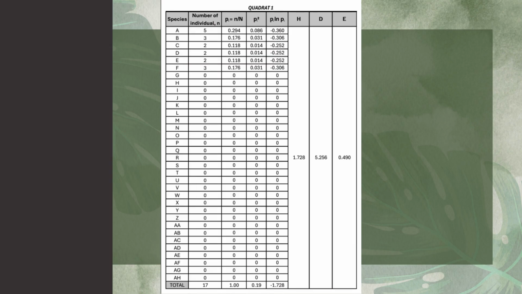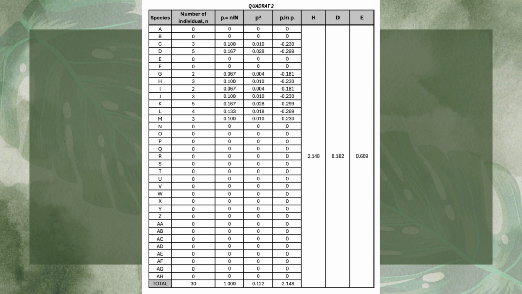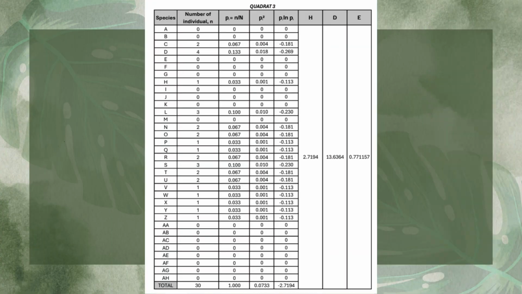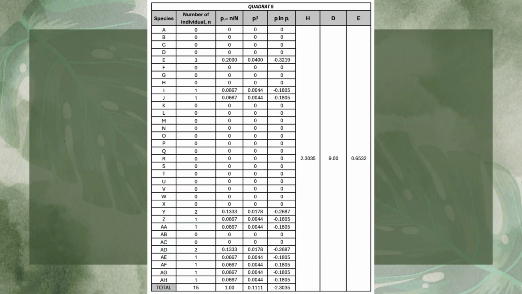This is the result for quadrat 1. This is the result for quadrat 2. This is the result for quadrat 3. This is the result for quadrat 4. And this is the result for quadrat 5.